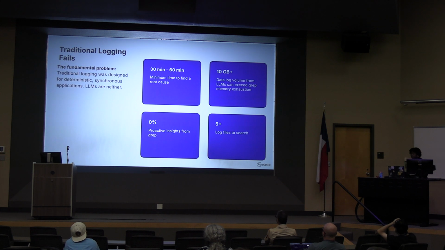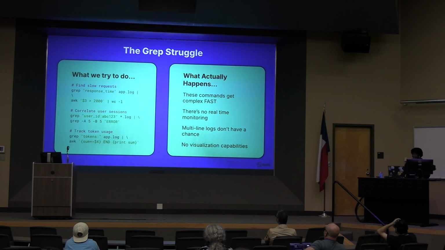So let me show you what this actually looks like in practice, the grep struggle. This is what we try to do, right? We try to find slow requests. These are actual commands that I've run. Obviously, there's no user ID like ABC123, but these are very generic examples of the requests that I've run before. And these commands can get complex fast. I mean, look at this mess. To find slow requests, I need awk, I need pipes, I need word count. To correlate by user, I mean, good luck.